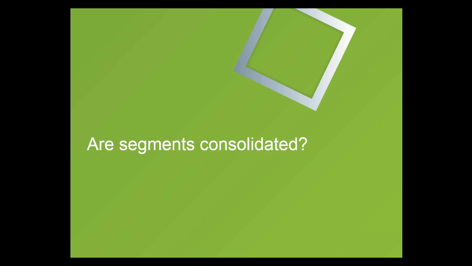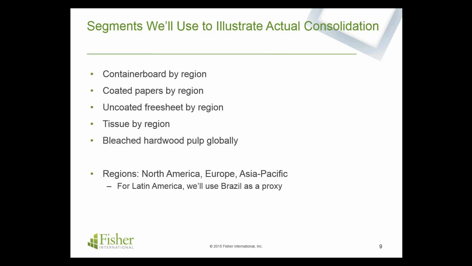So what about if we go down to the segments? Can we learn anything more if we peel it away and look at segments? The segments that we're going to use to illustrate consolidation are containerboard, coated papers, uncoated freesheet, tissue, and bleached hardwood pulp. We're going to look at the 4 grades of paper by region, but we're going to look at the market pulp globally because it truly is a global commodity. And the regions we're going to consider are North America, Europe, and Asia Pacific.